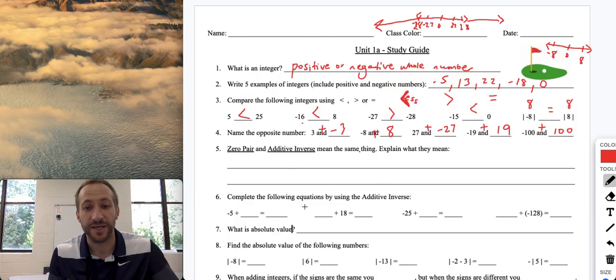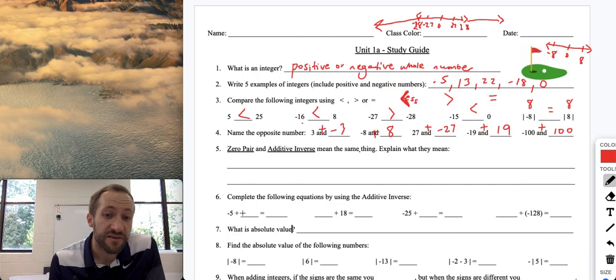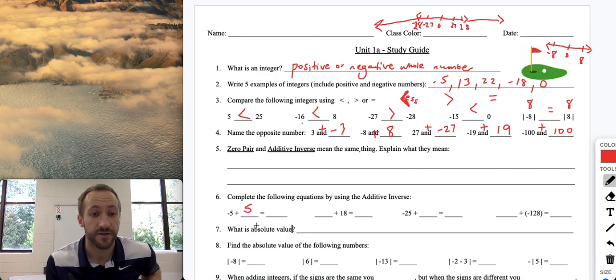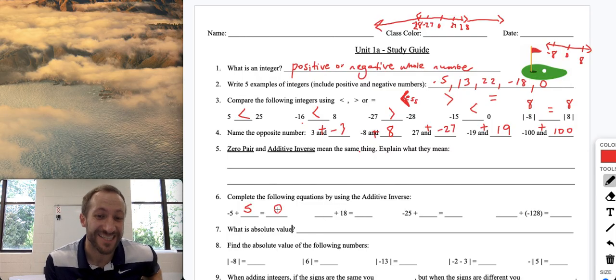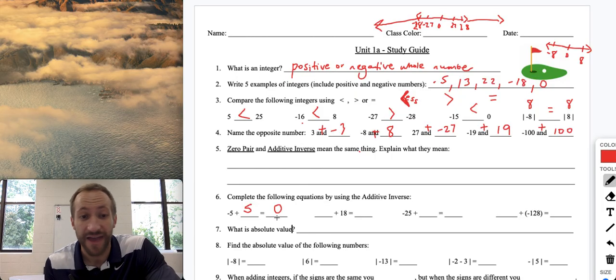Complete the following equations by using the additive inverse. So negative 5 plus something equals something else. If we're talking about using the additive inverse, we're going to add the opposite number. Negative 5 plus 5. Over here, negative 5 plus 5 gives us an answer of 0 because they're opposite numbers. When we add those together, we get 0.